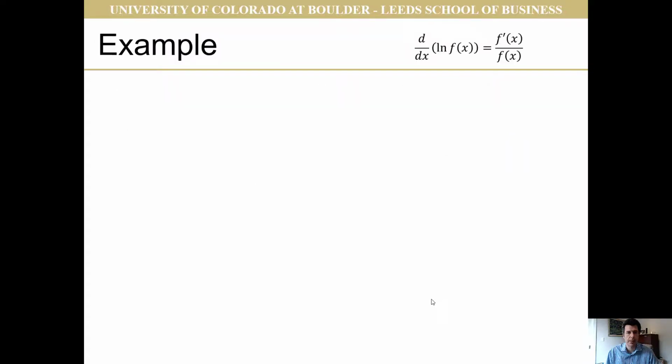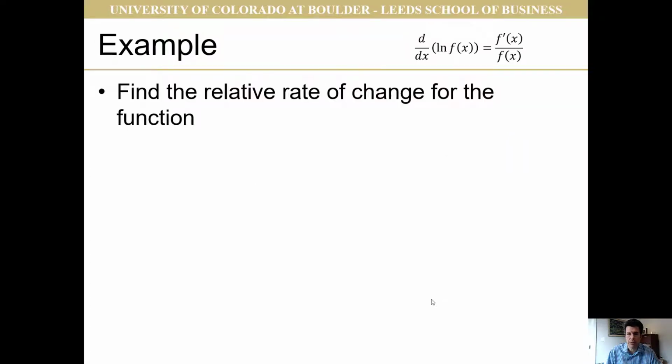Let's do an example. Find the relative rate of change for the function f of x equals 4 times the square root of x. I'll rewrite that to make our derivative a little easier. That's 4x to the 1/2. And so f prime of x equals 4, bring the constant out, times 1/2 x to the negative 1/2, which is 4 times 1/2 is 2, so 2x to the negative 1/2.